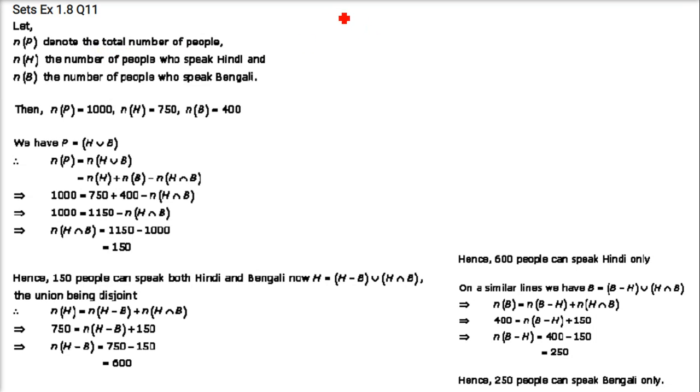In a group of 1000 people, 750 can speak Hindi and 400 can speak Bengali. How many can speak Hindi only? How many can speak Bengali only? And how many can speak both Hindi and Bengali? So Hindi, Bengali, and Hindi and Bengali.